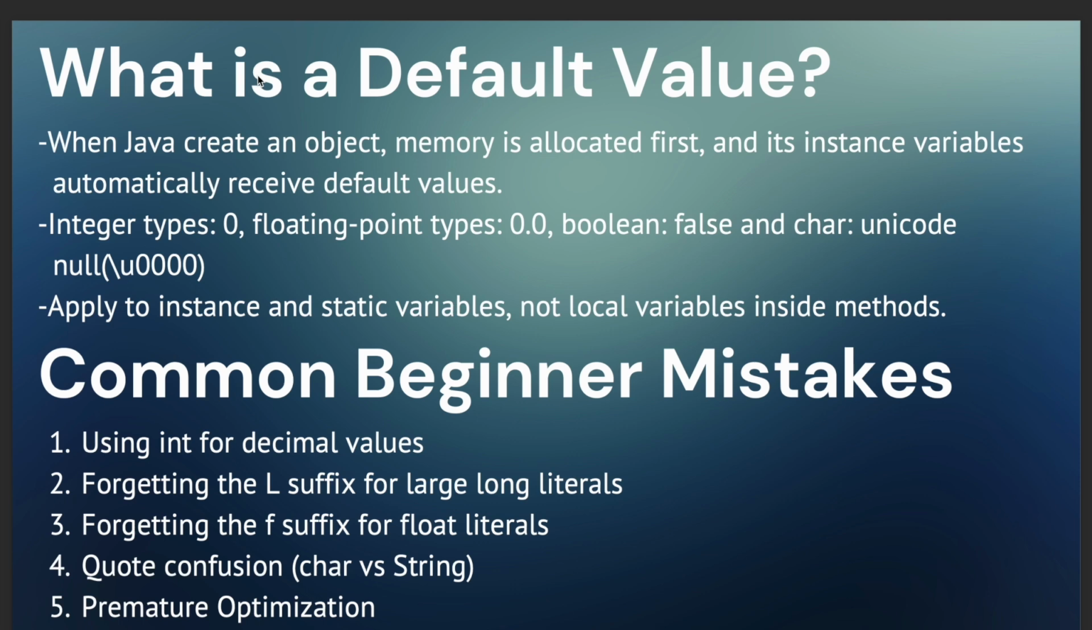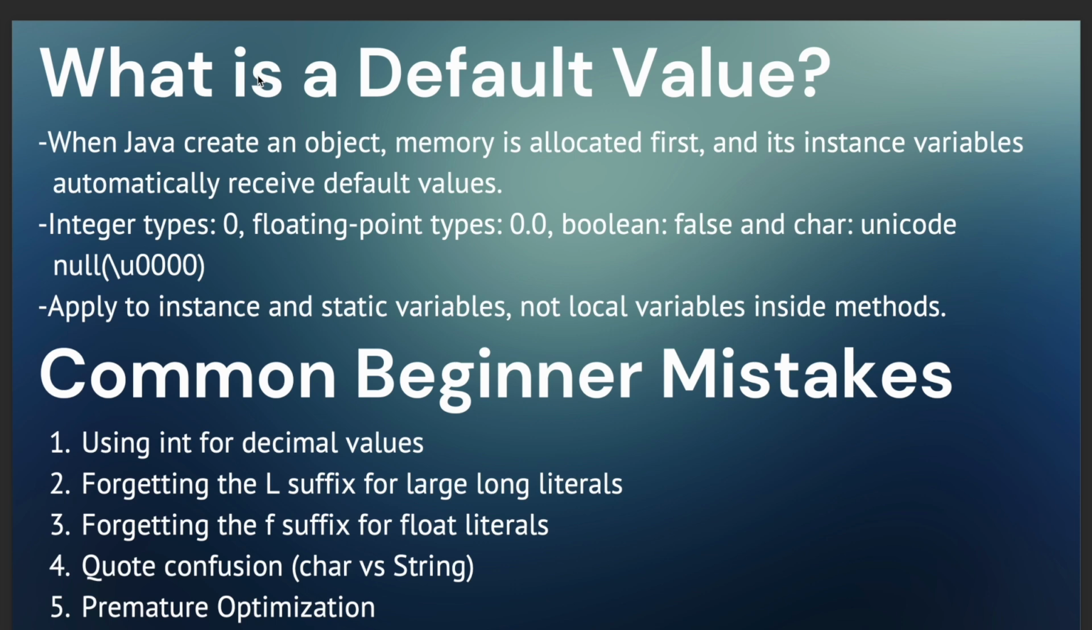Local variables must be initialized before you use them. If you create a variable inside your main method and try to print it without initializing it first, your code will fail to compile with a red error saying variable might not have been initialized. We will deep dive into why this happens in our next tutorials on variables.